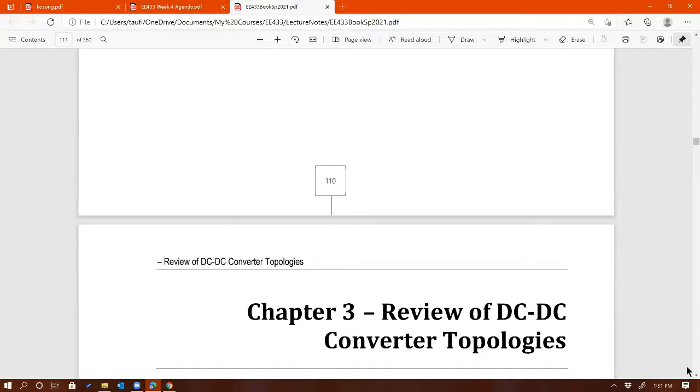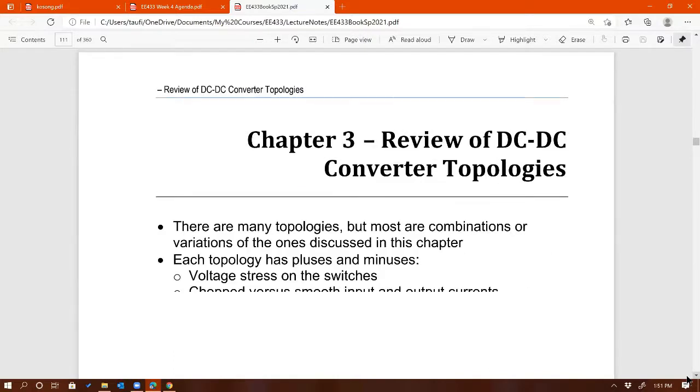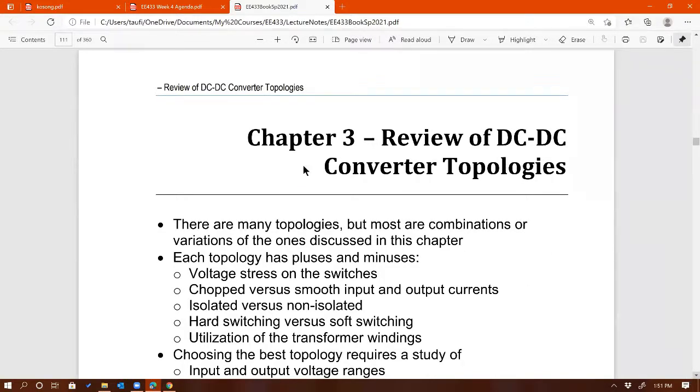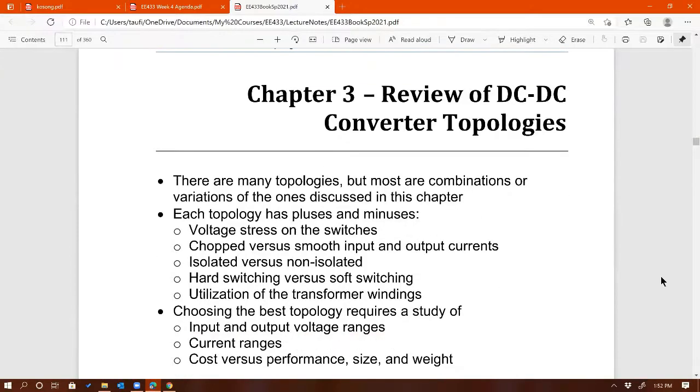All right, let's start chapter 3. If you don't have any question on chapter 2, let's start on chapter 3. So chapter 3 is another review, but the focus of this review is more on the magnetic side of the equations. It's not going to be like EE410, when I go over in detail the different DC to DC converter topologies. So this is strictly reviewing the different DC to DC converter topologies and focusing more on the magnetic side of the converters. So it'll be a good review for those of you who took 410 anyways. Okay?